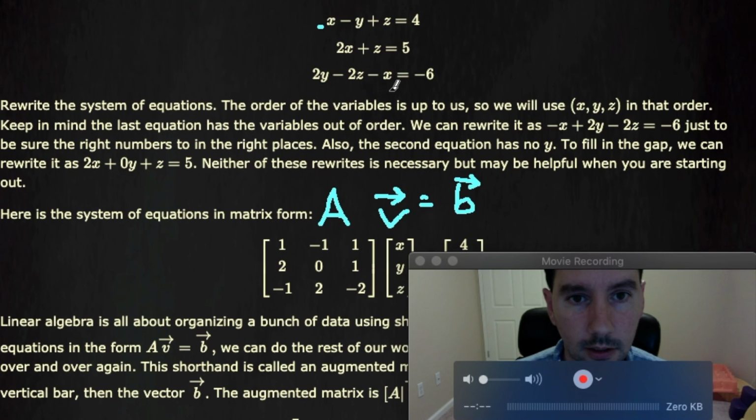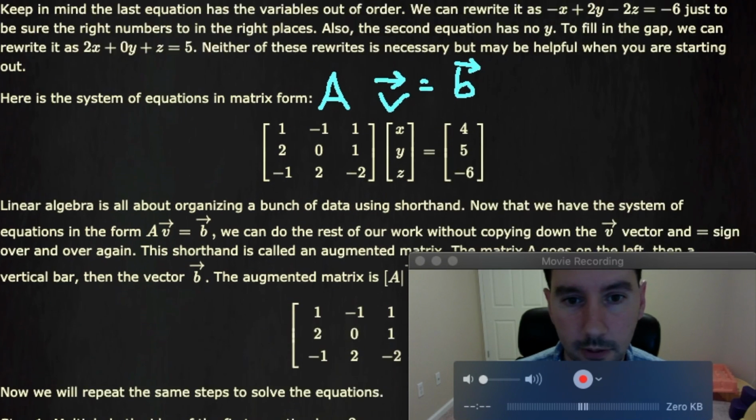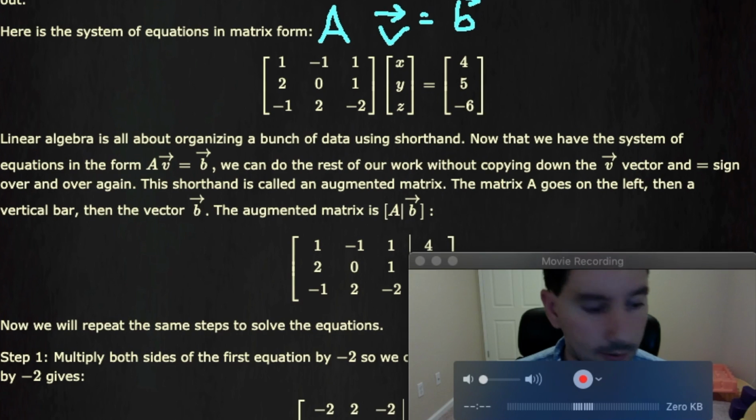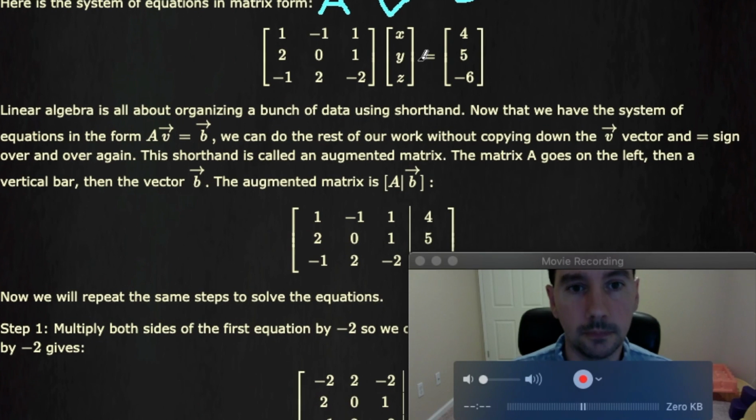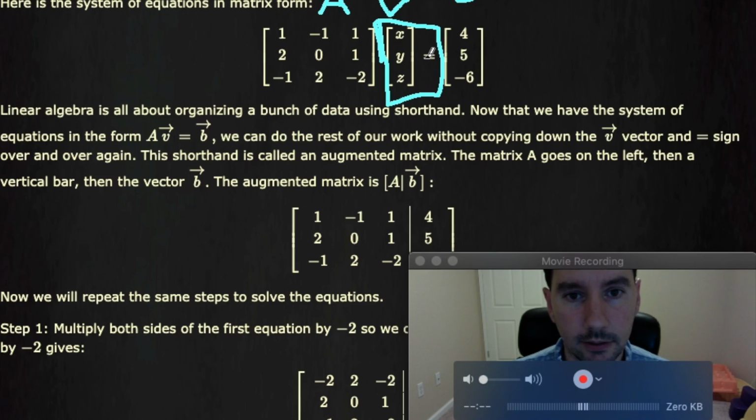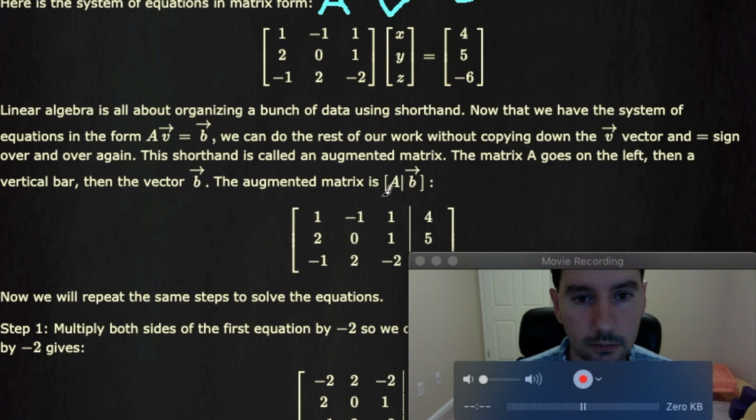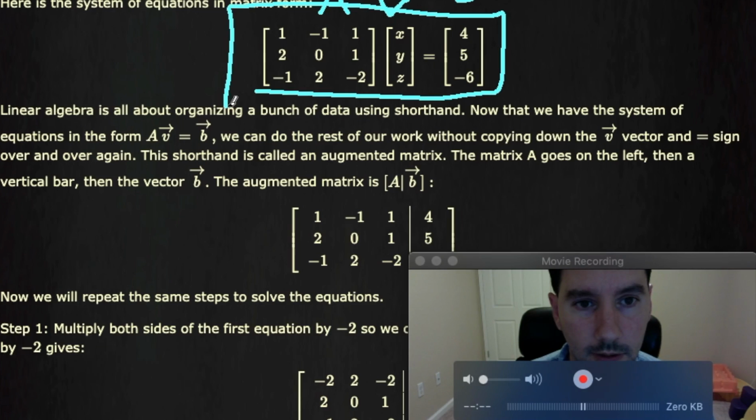So we have 4, 5, negative 6 for our b vector. So this is what we want to solve, but we don't really need to keep writing this middle chunk down over and over again. The variables aren't going to change. We're still solving for x, y, and z. And usually in algebra you have to carry down an equal sign, but we're not going to carry that down when solving this in this linear algebra way. So remember that in linear algebra, we try to find shorthands for long lists of data, and this is kind of another shorthand for this equation. So we're going to take this and just write it like this.